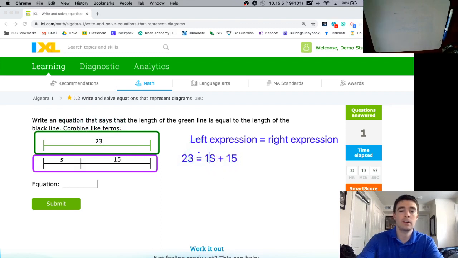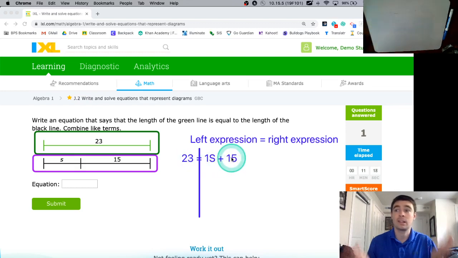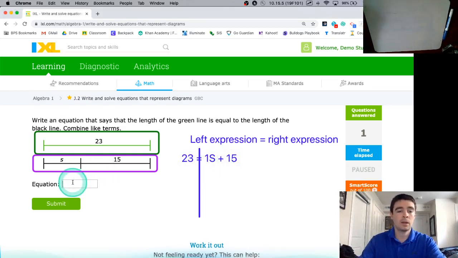An important thing in math to understand with equations is I'm only allowed to combine things if they're on the same expression or the same side of an equation. I'm going to draw a line right through this equal sign. So the 1s and the plus 15, they're not like terms. They can't be added together. And the 15 and 23 are like terms but on different sides of the equation, so we're not allowed to add them. So ultimately that tells me my equation is just 23 is equal to 1s plus 15. And in math, we tend to simplify. Anytime there's only one copy of a variable, we just write s instead of 1s.